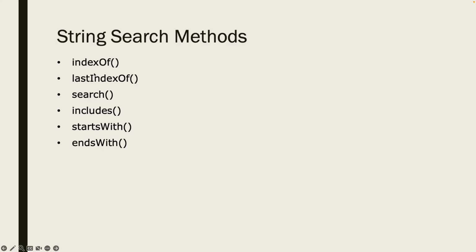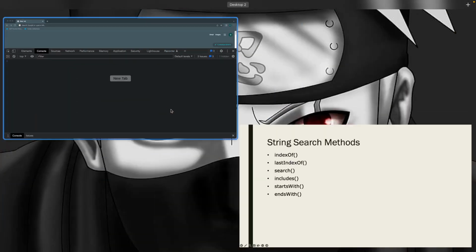We have other methods also which are used for searching. If you want to search for any particular string or character inside our string, you can use these methods. These are called indexOf, lastIndexOf, search, includes, startsWith, and endsWith. So these are the methods. Let's jump to the demo, guys, where you will understand all these methods in detail and get a better understanding.